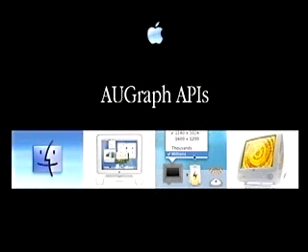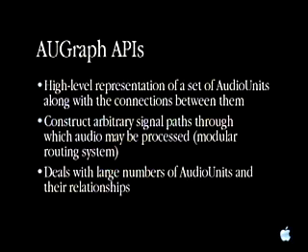I'm going to talk about AU Graph. It stands for Audio Unit Graph. And this is a set of APIs for connecting these components together. It's a high-level representation of a set of audio units and the connections between them. It allows you to construct arbitrary signal paths, fairly arbitrary anyway, and represents a modular routing system. And it can deal with large numbers of them.